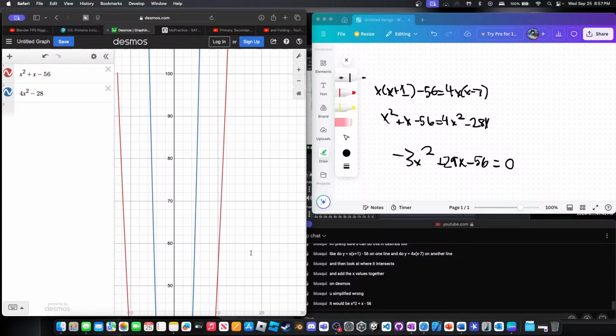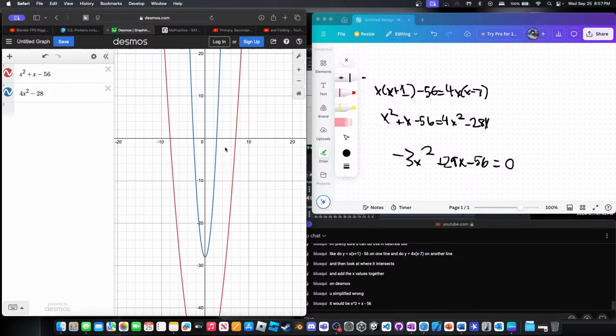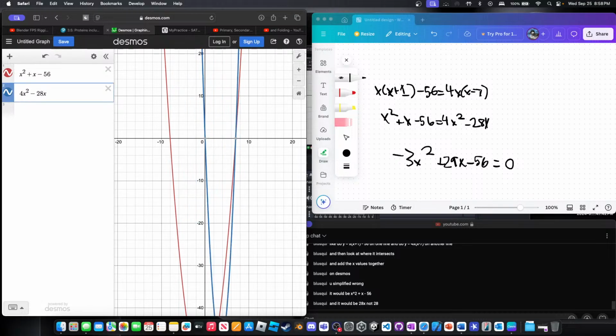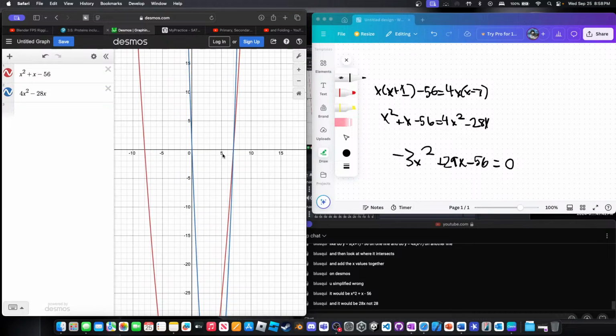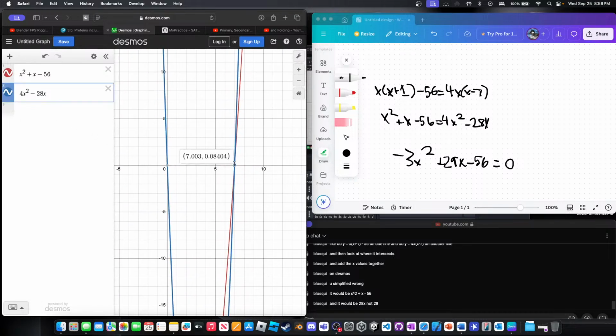But there's no intercept. Check if everything is right. There's like a zero, check if I didn't miss anything. That's why it would be 28x. Oh, squared. Oh yeah, wait. What the heck? I'm actually stupid. You're right. Oh, and then we add these points together. So 7 and 0. So it'd be 7.